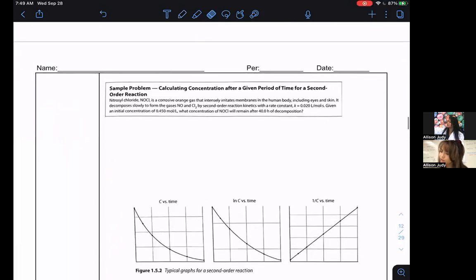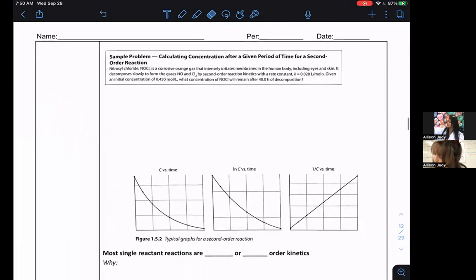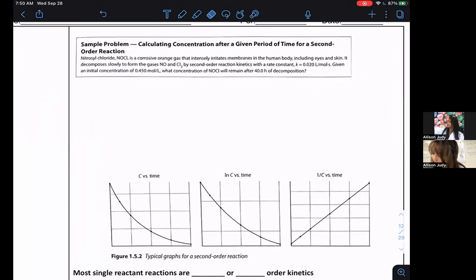So what we have here is we want to calculate the concentration after a given period of time for a second order reaction. Thus, we're going to use the integrated second order rate law in order to create a direct relationship for my second order reaction between time and concentration. So what I do is I read the problem.